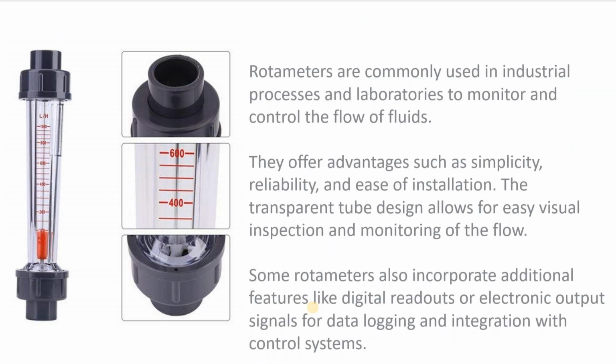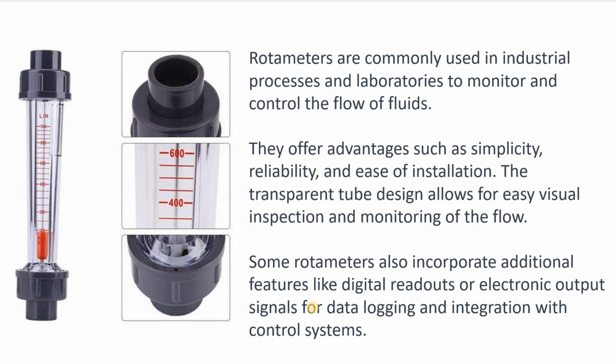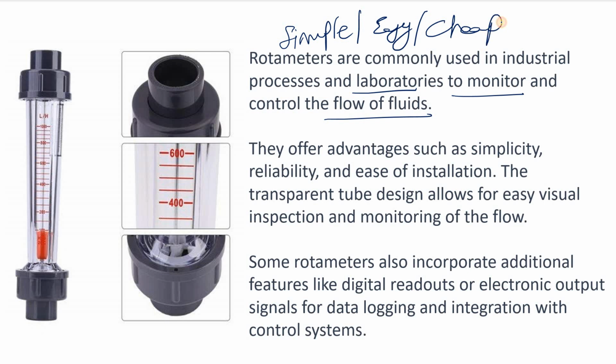Now, from the application point of view, the rotameter is widely used in industry. For example, in the water line, in the DM water line, in the process water line, and in the process liquid line I have also seen rotameters. It is also used in laboratories, to monitor or control the flow, because it is very simple in construction, very easy to use, and also easy on cost, or cheap.